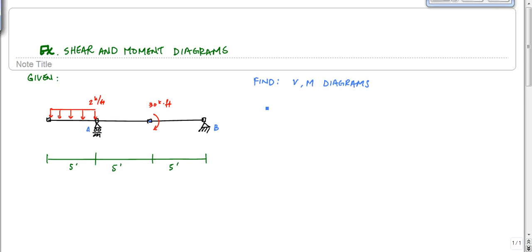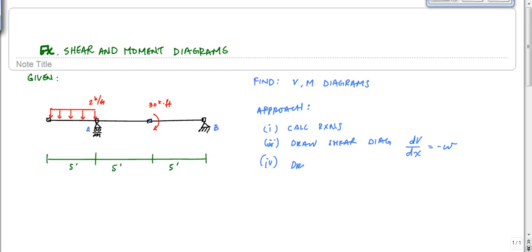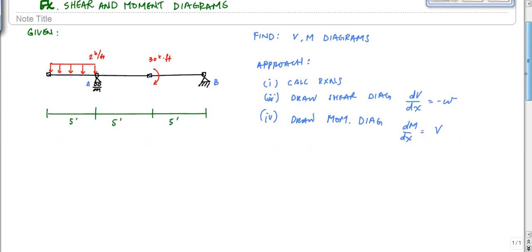Our approach is going to be: 1, calculate reactions; 2, draw the shear diagram, and we're going to do that graphically. An important relationship going left to right is dV/dx equals minus w. And 4, draw the moment diagram, where the relationship is dM/dx equals V, also going left to right. And now we're going to calculate some reactions.